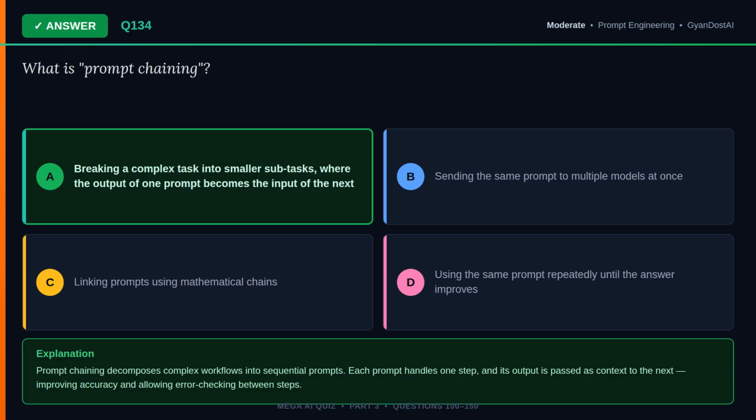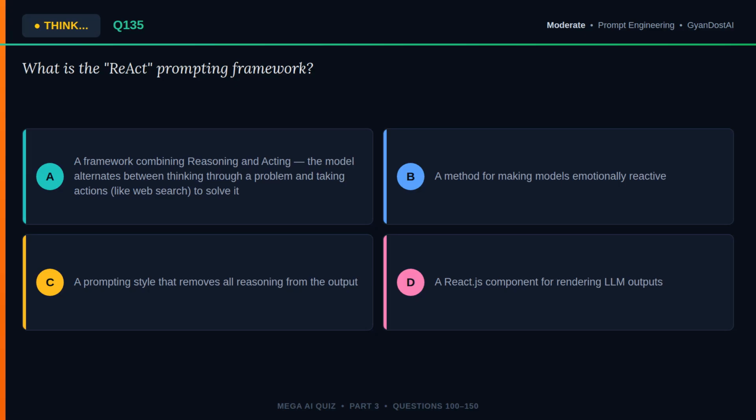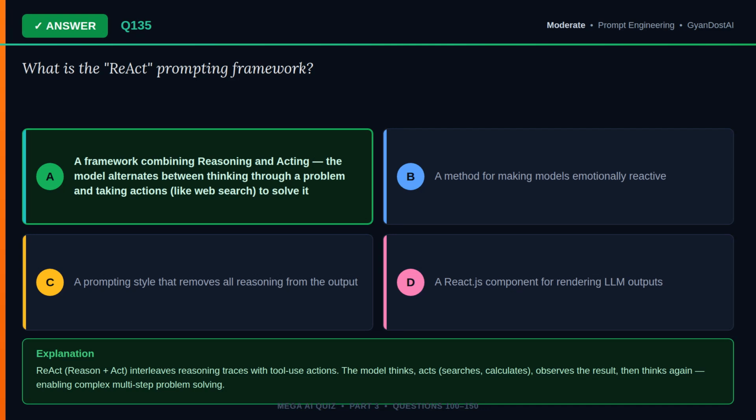Question 135. What is the ReACT prompting framework? Option A. A framework combining reasoning and acting. The model alternates between thinking through a problem and taking actions like web search to solve it. Option B. A method for making models emotionally reactive. Option C. A prompting style that removes all reasoning from the output. The correct answer is A.